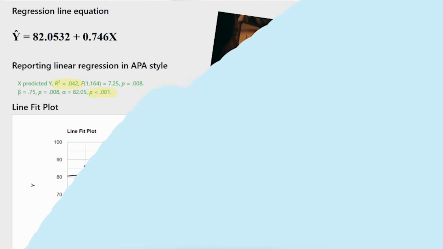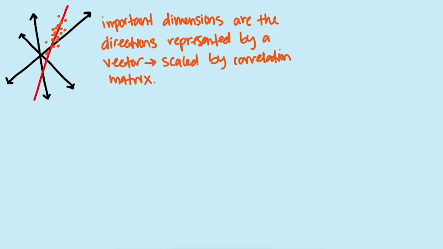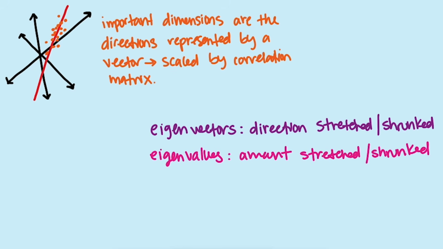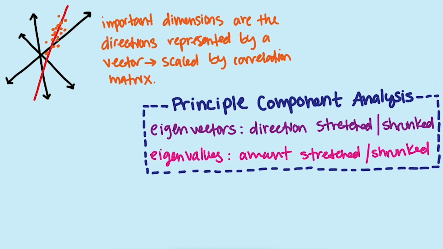Okay, so what did we learn? We found that important dimensions of multivariable data are the directions represented by a vector that is scaled by the correlation matrix, and technically the covariation matrix as well. The directions that are stretched or shrunk are called the eigenvectors of the correlation matrix, and the amount the vectors are scaled are called the eigenvalues. And just for future reference, finding the important dimensions of data this way is called principal component analysis.